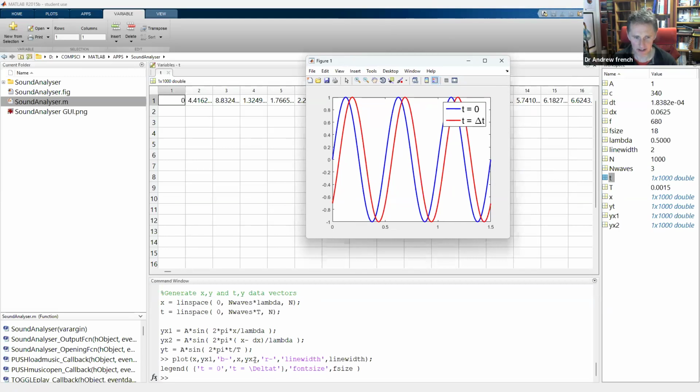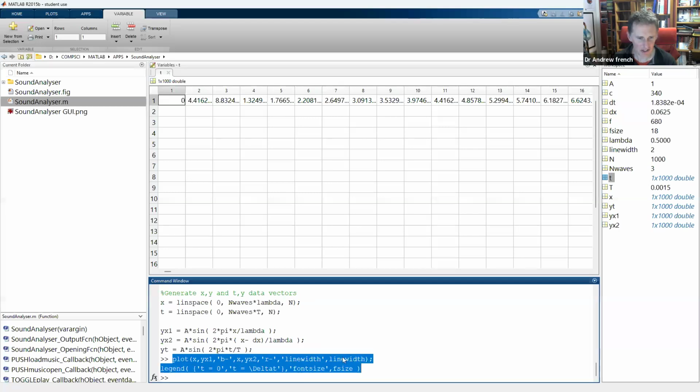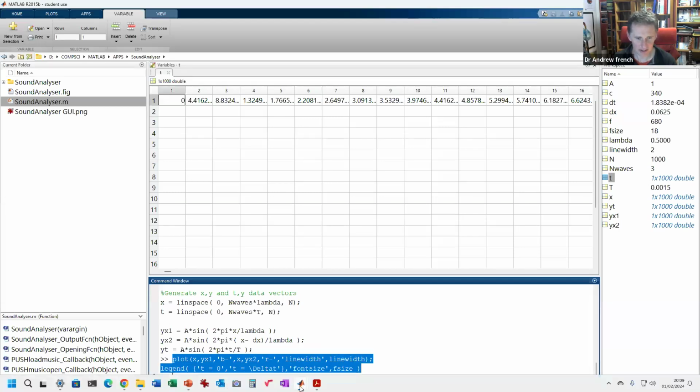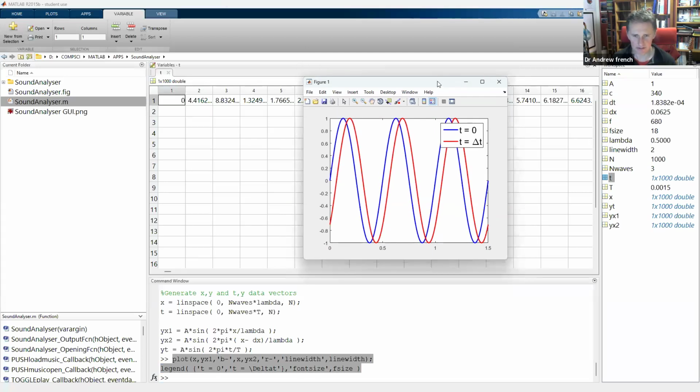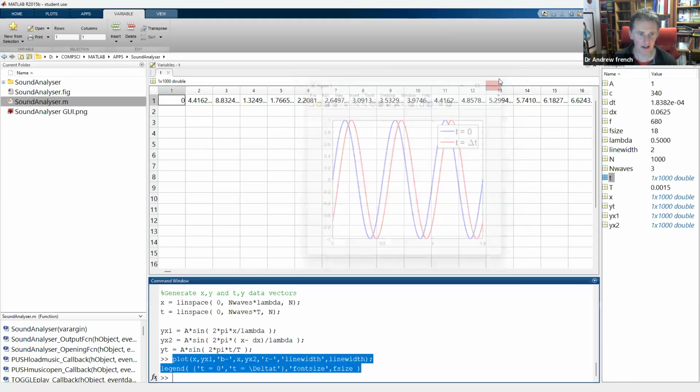So yx1 and yx2, one is the time shifted version. Okay, so that's what I've just done, and I've added a legend to give it a title, etc. You can use all sorts of languages to create these kinds of things. Matplotlib is very good if you're using Python. There's probably hundreds of different ways of doing it, and you can even do this in Excel as well.